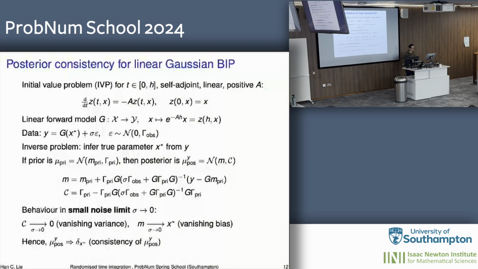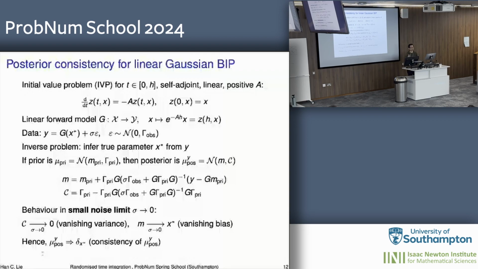So the behavior in the small noise limit as sigma goes to 0 has the following effect. The covariance operator shrinks to 0. So this is the vanishing variance. It indicates that the posterior variance goes to 0 as the noise goes to 0. On the other hand, the posterior mean contracts, or converges, to the true parameter x star. So the bias in your posterior mean vanishes.